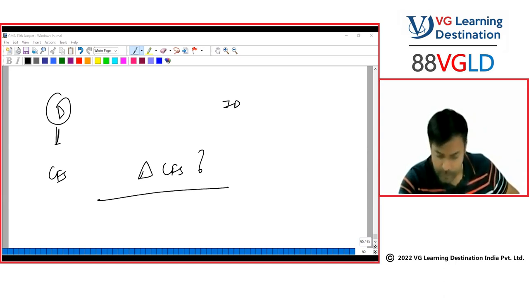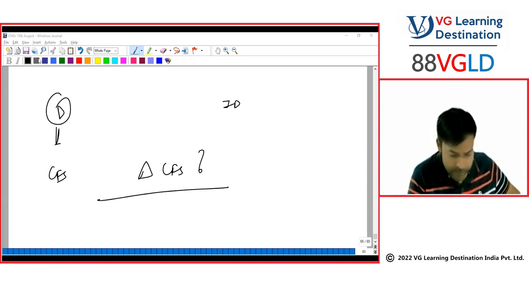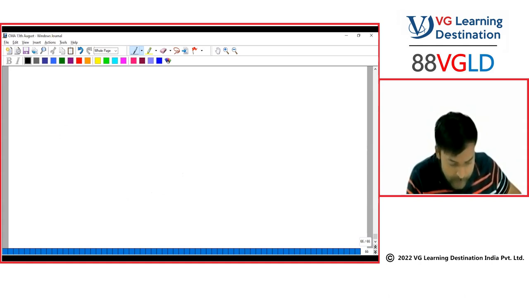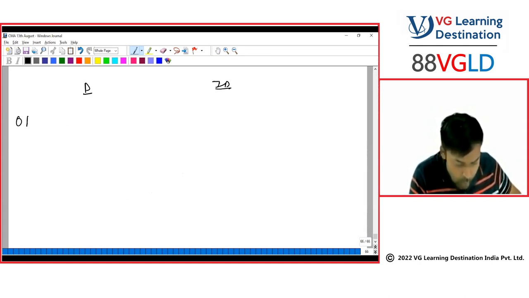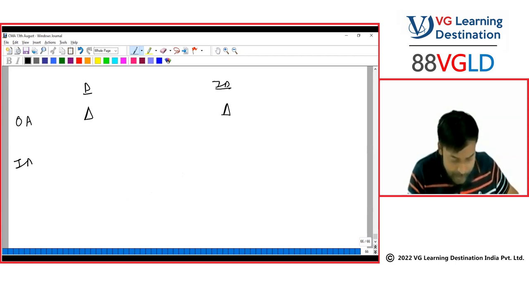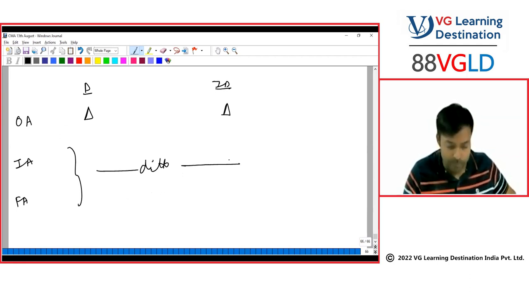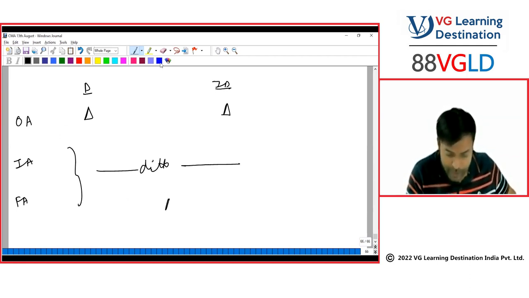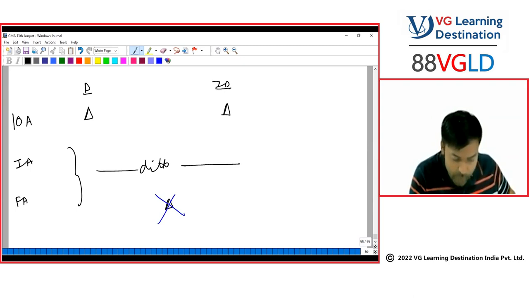Correct. Not everything is going to change. If I talk about direct method versus indirect method, OA is the only thing which is going to change. IA and FA are going to be ditto, no change at all. There is not going to be any change under both the methods. Is that point okay? The only change is going to be in the OA.